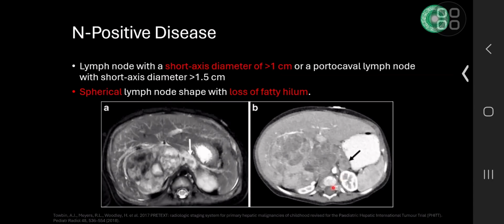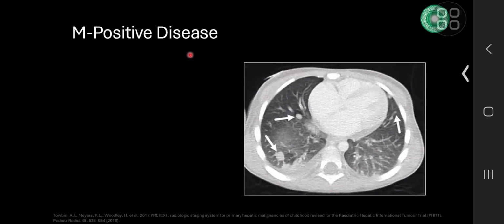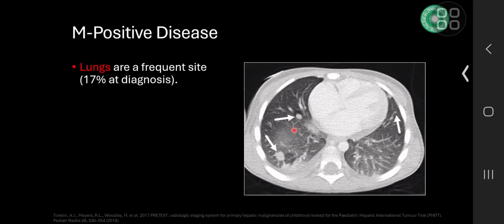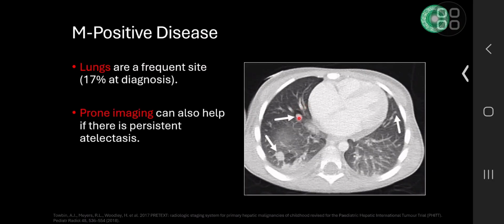M positive disease is distant metastatic disease, and lungs are again a frequent site, 17% at the diagnosis. And again, CT chest should be performed before any abdominal imaging to avoid obscuration by atelectasis. And in patients with persistent atelectasis, prone imaging can be employed for better detection of any pulmonary nodules.